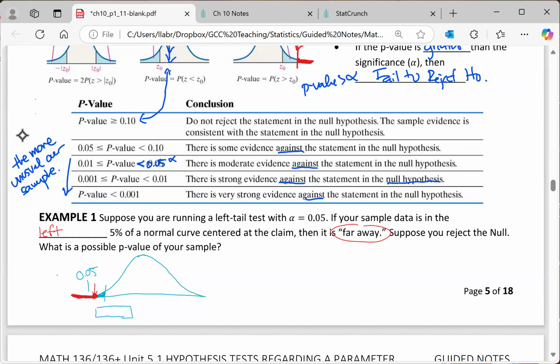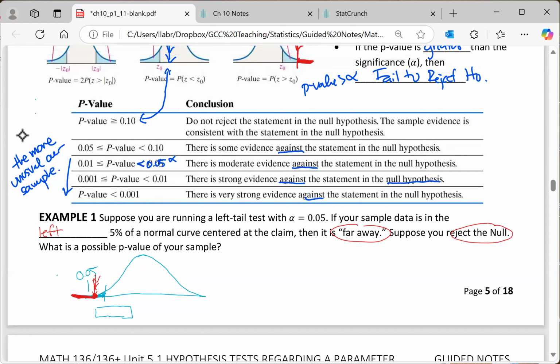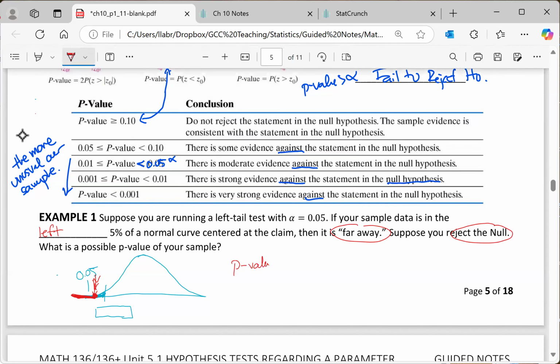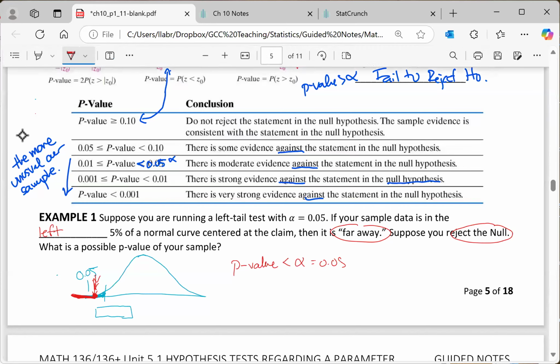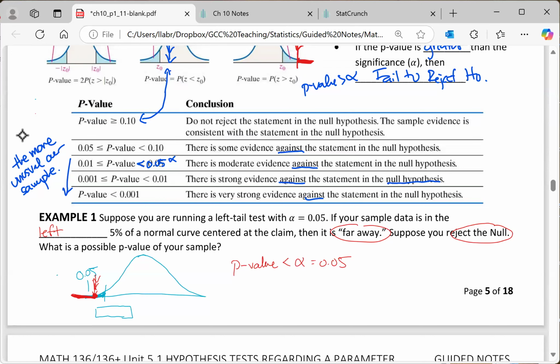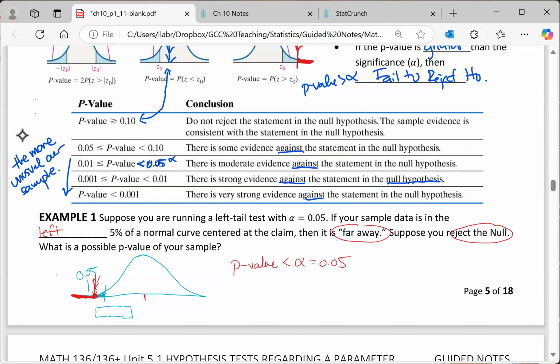Let's suppose that you reject the null. So we're saying, hey, we do actually end up landing here. So that means you reject the null. What is a possible p-value for your sample? Because you rejected the null, the p-value needs to be smaller than alpha. You're saying my sample is significant to that level that you stated ahead of time. In other words, your sample is unusual. It shouldn't happen under the null hypothesis. Remember, the null hypothesis tells you where this curve is centered. So the null hypothesis doesn't quite fit my data. Okay, so pick any p-value that's less than 0.05.